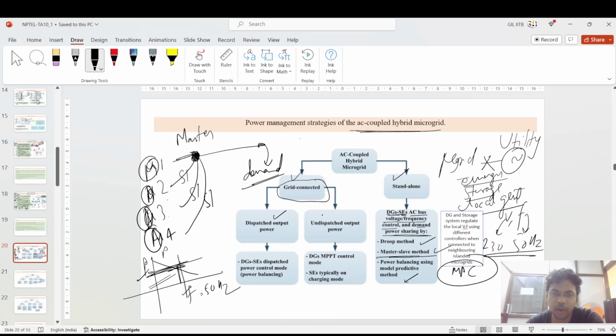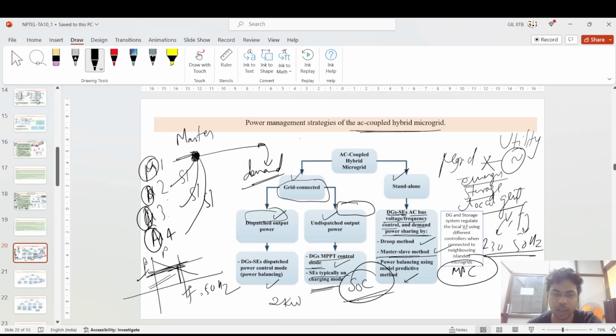Okay, coming to the grid-connected microgrid, you can have two systems: dispatched output power and undispatched output power. Undispatched means you have banks. Banks means storage systems, and dispatched output power means you can dispatch at a particular point based upon the power control mode, for power balancing. But in the undispatched mode, this SC is typically in the charging mode. In that situation, you cannot dispatch the power from the storage systems which are already working in the charging mode, because they have to maintain a certain SOC if you are using battery banks. Okay, and this is the MPPT control mode.